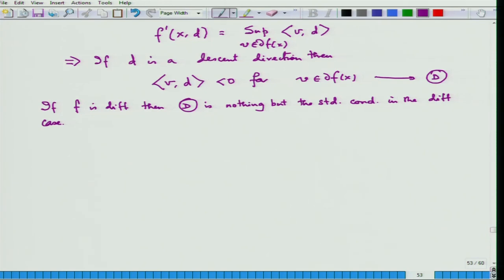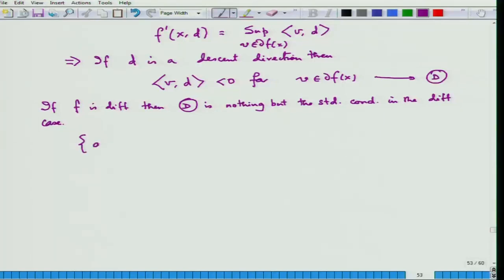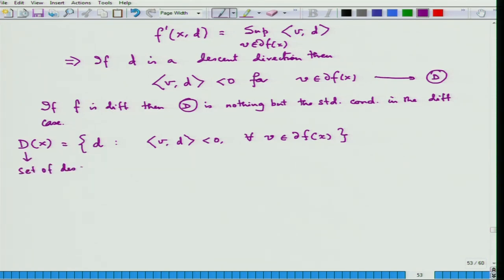Once this is done, let us draw some little pictures to have an idea what a descent direction means. So, let me collect the set D such that v d is strictly less than 0 for all v element of del f x. This is called the set of descent directions at x. Of course, we can also write D(x) is the set of d such that f dash x d is strictly less than 0; they are the same thing.